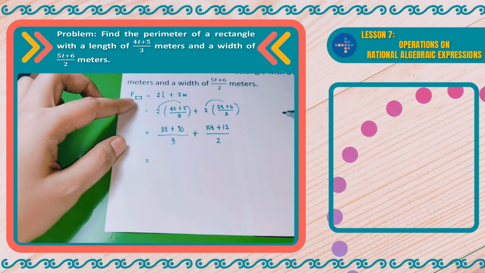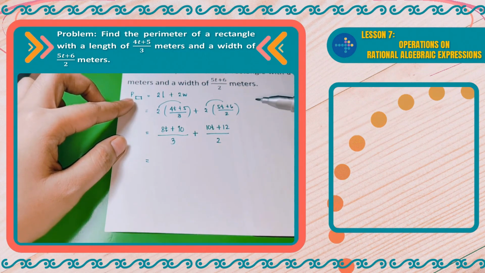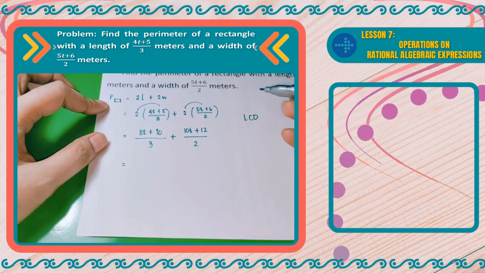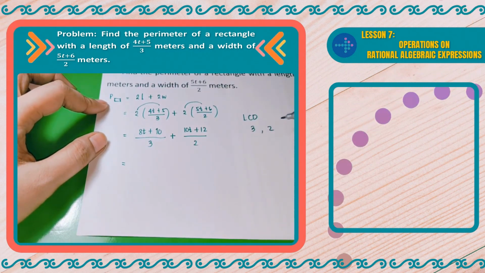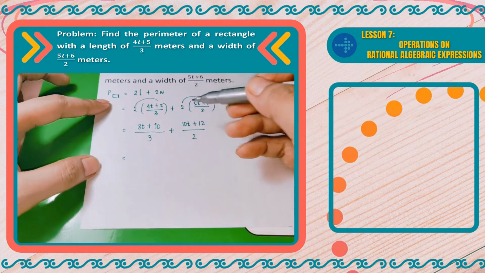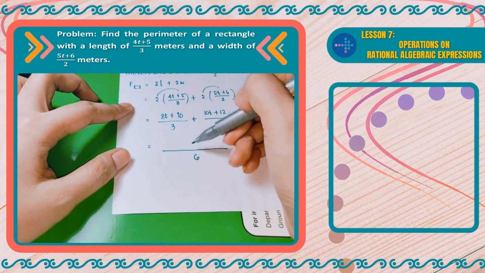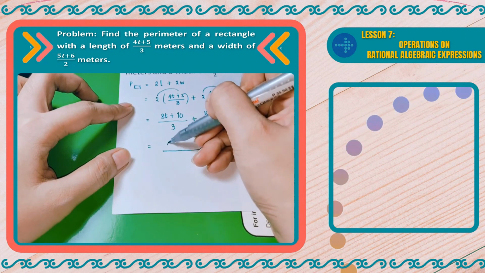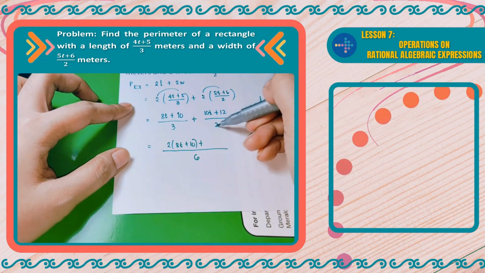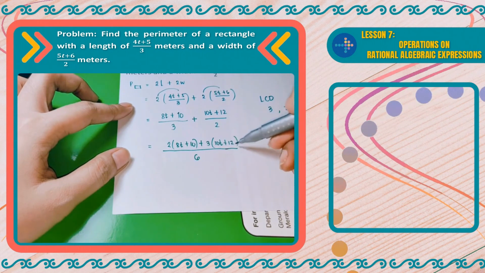Now, applying the addition of rational algebraic expressions with different denominators, so we need to find the LCD ng ating denominators. So, we have 3 and 2. So, multiply lang natin. So, 3 times 2 is equal to 6. So, LCD is 6. Therefore, 6 divided by 3, 2. So, 2 times 8t plus 10. While in this group, 6 divided by 2, 3. So, 3 times 10t plus 12.